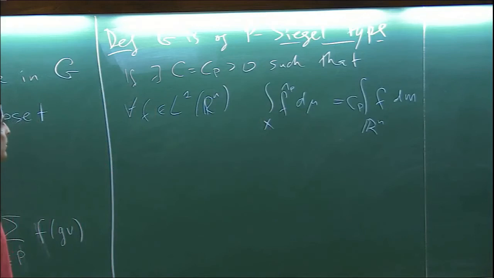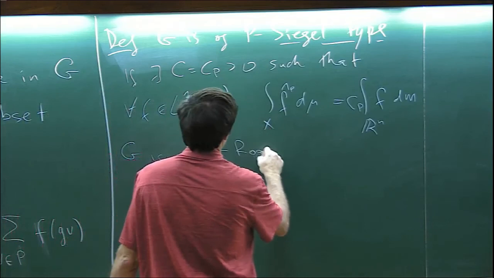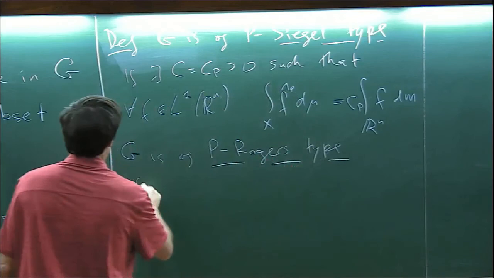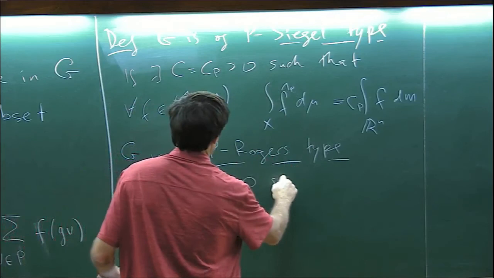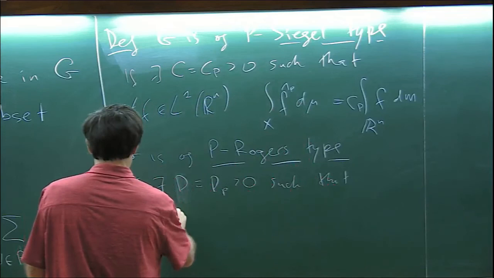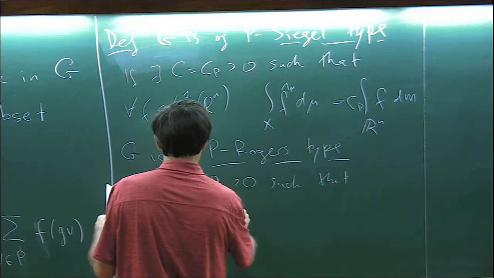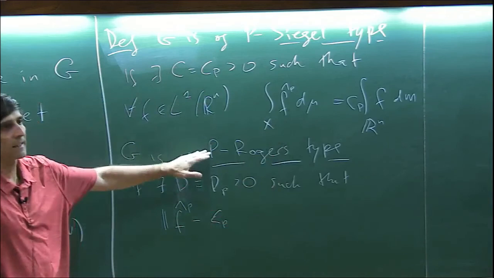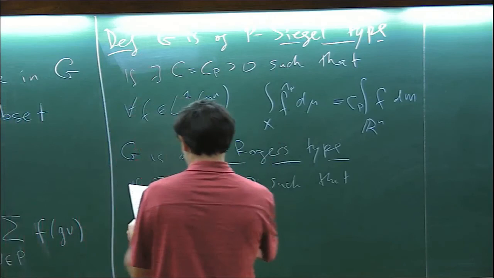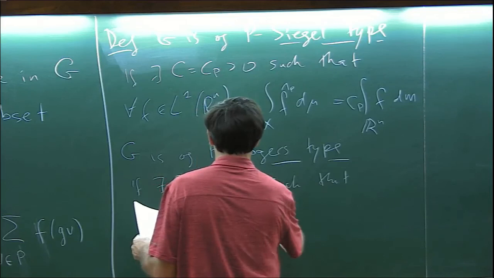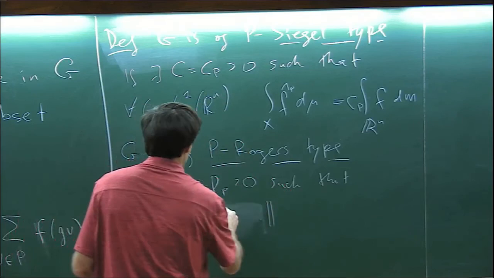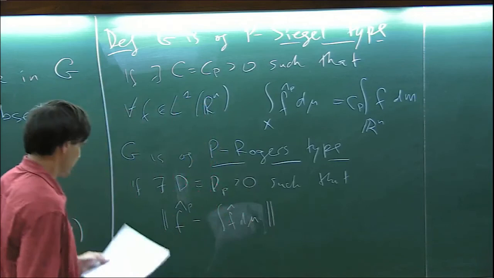And then G is of P Rogers type if there exists another constant D such that, with C being the standing assumption that we have this, and on top of it, we also have another property: f hat_p minus C_p times the integral of f, which I can maybe write as f hat minus the integral of f hat d mu, has L2 norm not bigger than D times the square root of the L1 norm of f.